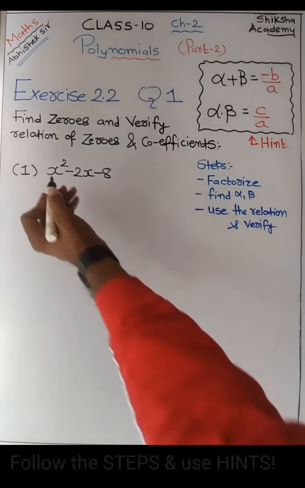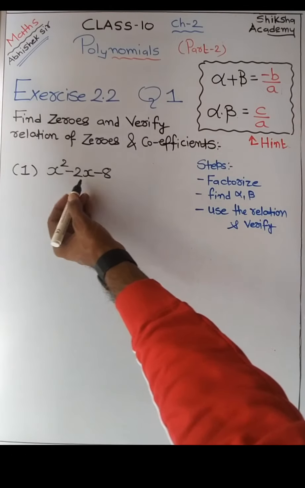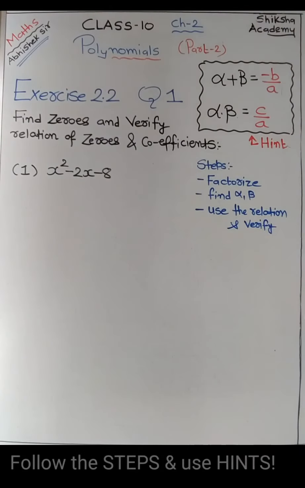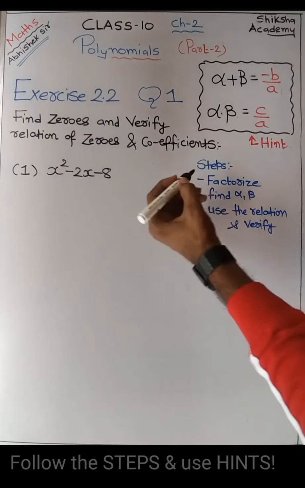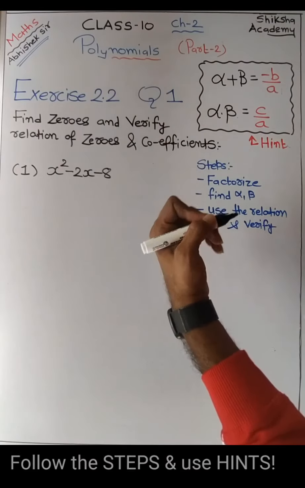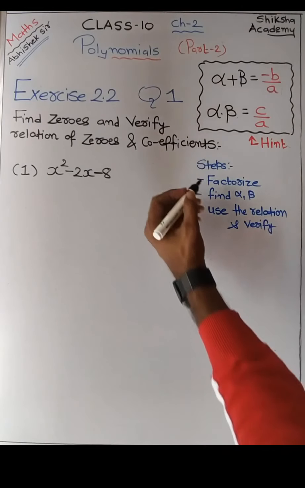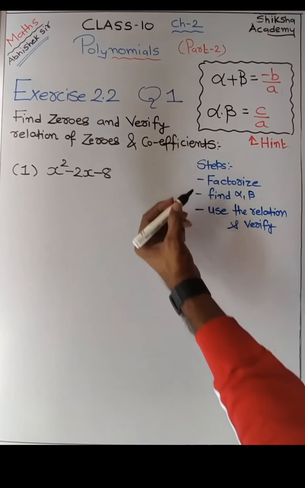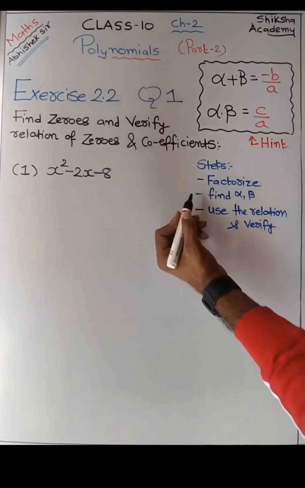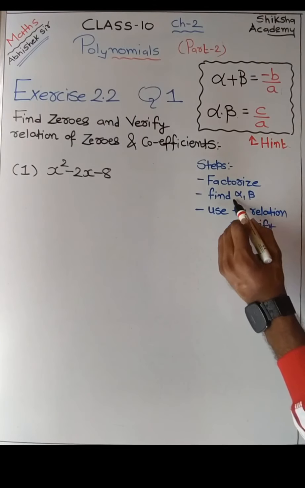Now the first polynomial given is x square minus 2x minus 8. To solve these questions, we have given you a few steps, right? So first you have to factorize, then after factorization you will get alpha and beta.